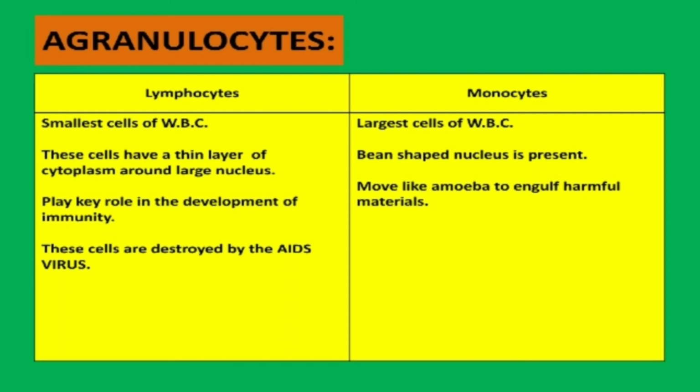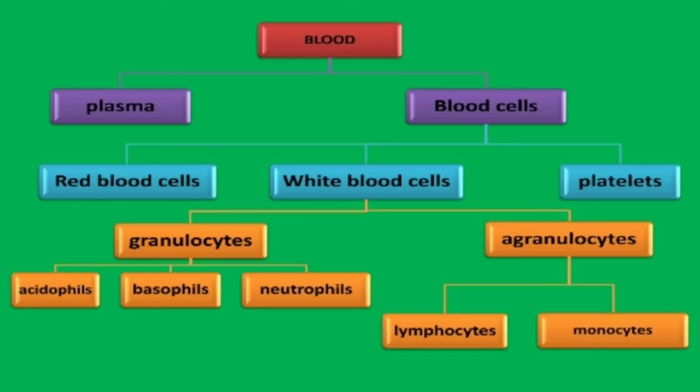The monocytes move like amoeba to engulf harmful materials that enter the body, so indirectly the monocytes also participate in the immune system. Thus, the WBC participate in the direct or indirect immune system, the platelets are for clotting of the blood, and the RBC for transport of gases. Okay students, I think you got a clear idea about the structure of the blood, the plasma, and all the blood cells.